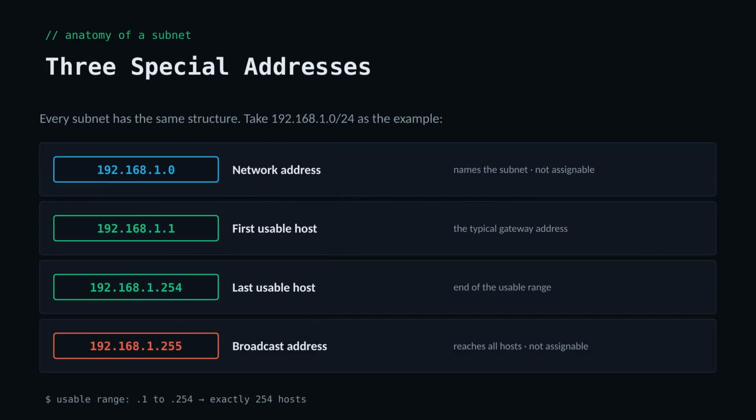Let's make those reserved addresses concrete using 192.168.1.0/24. The very first address, .0, is the network address. It names the subnet but can't be assigned to a device. .1 is typically your gateway, the first usable host, and .254 is the last. Then .255 is the broadcast. It reaches every host on the subnet, but it's also off limits. Everything in between, .1 through .254, is yours to assign, exactly 254 usable hosts.